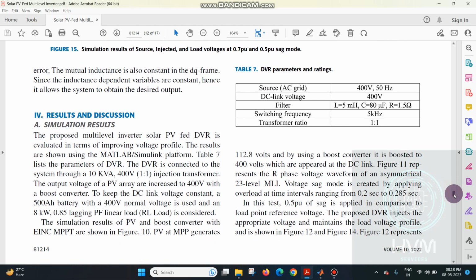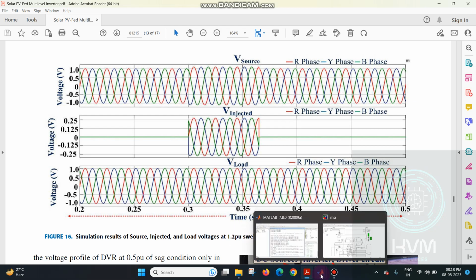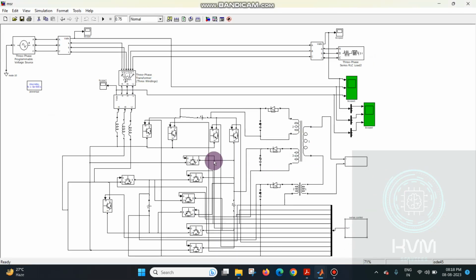And also we are applying the swell condition. The swell condition will be 1.2 per unit, right? So these three conditions will be represented in our MATLAB. This is the MATLAB diagram according to our concept.